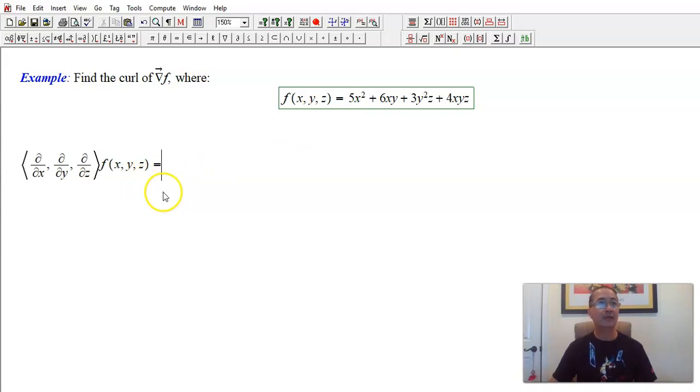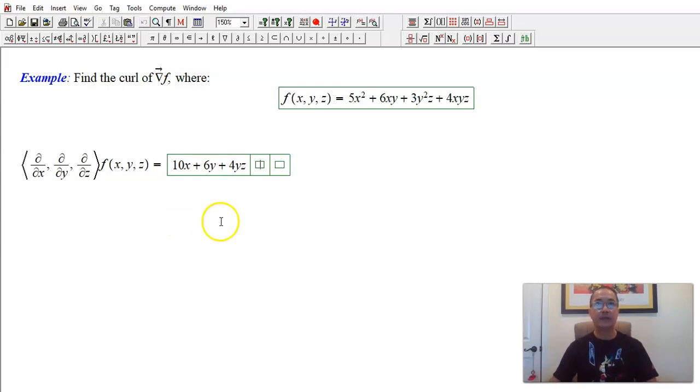So that's our gradient symbol, and we will just take the partial derivatives of this function, and we will assemble them into a vector. Alright, so here's our blank vector. First, take the partial derivative with respect to x. So we get 10x plus 6y, and then there's no x there, plus 4yz.